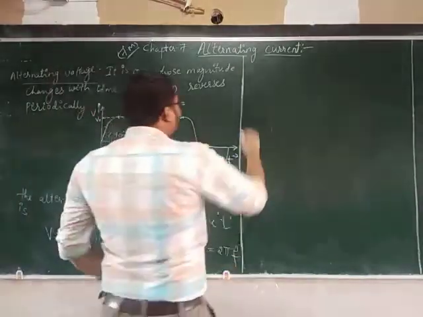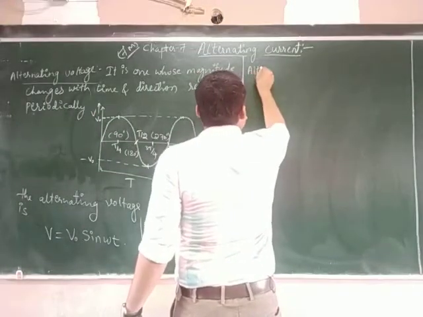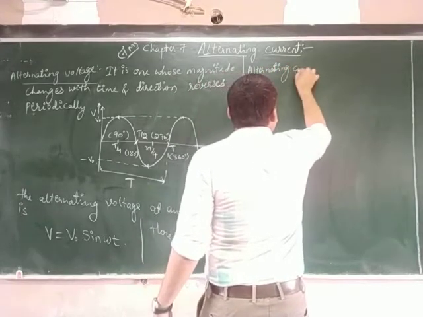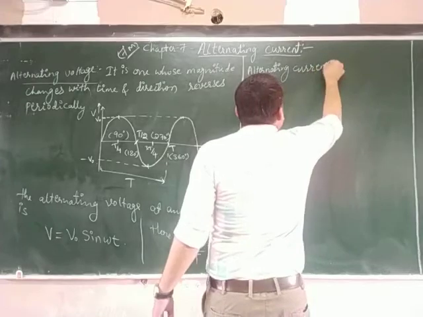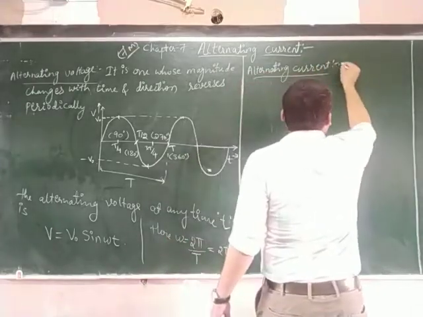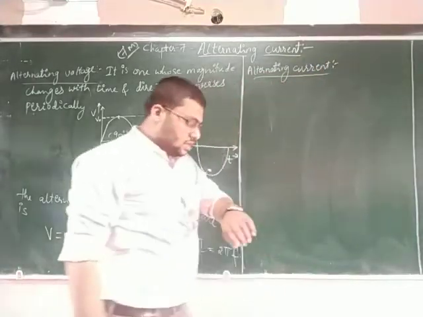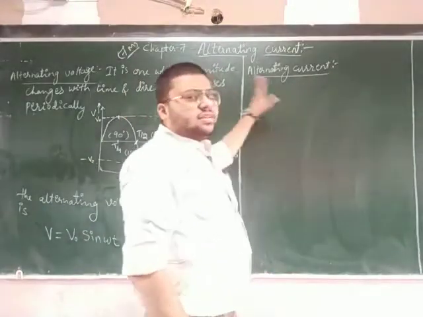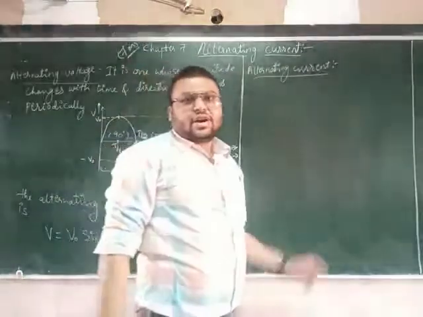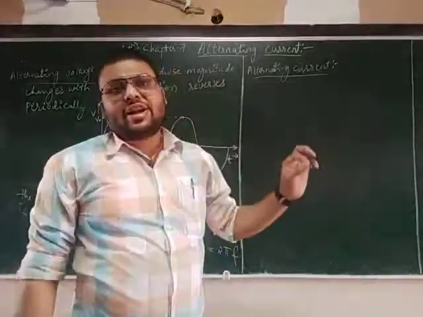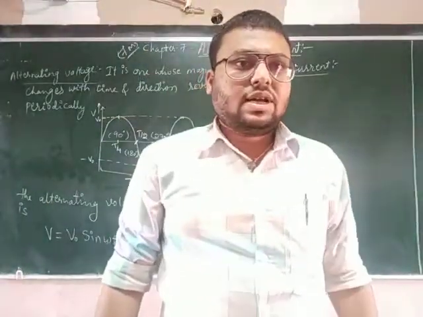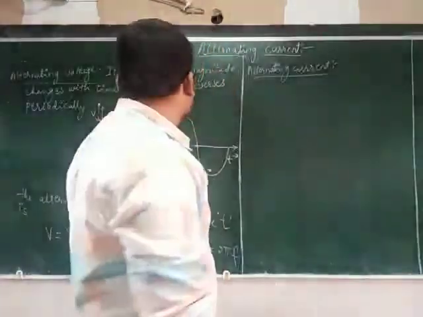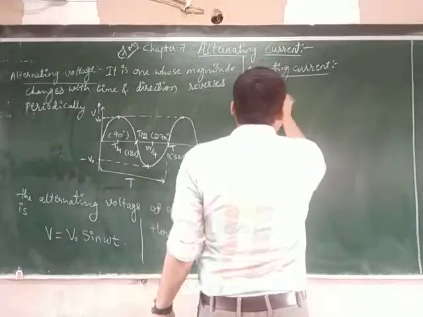Next comes alternating current. Alternating current means the same definition will apply here. It is one whose magnitude varies with time and direction reverses periodically.